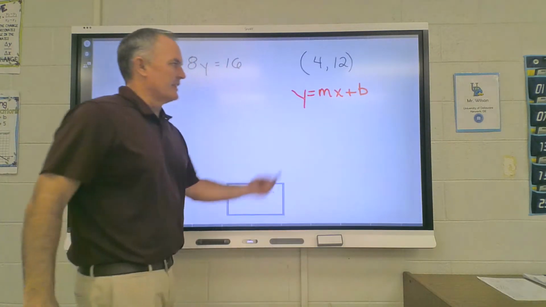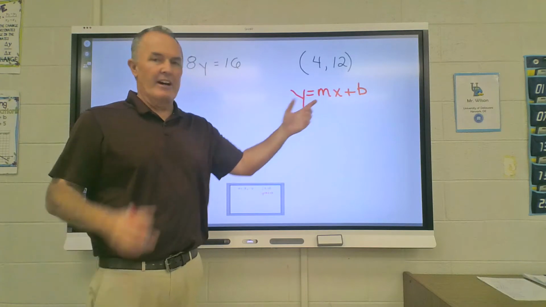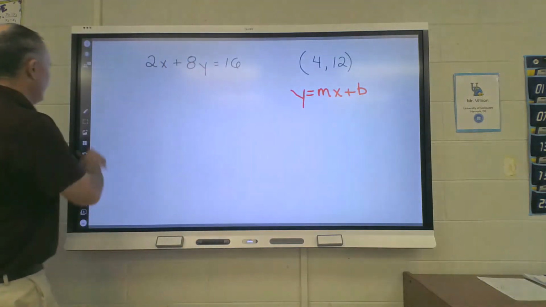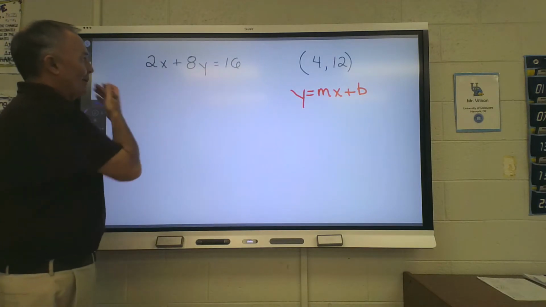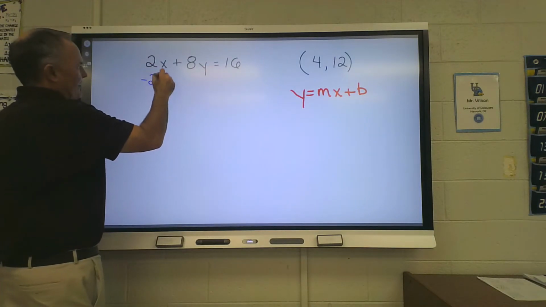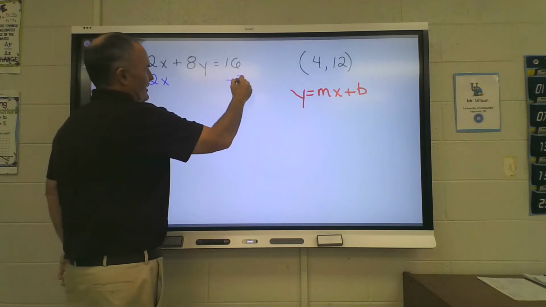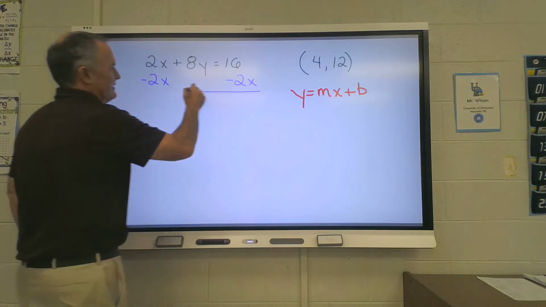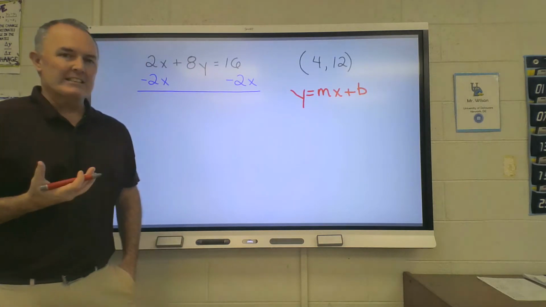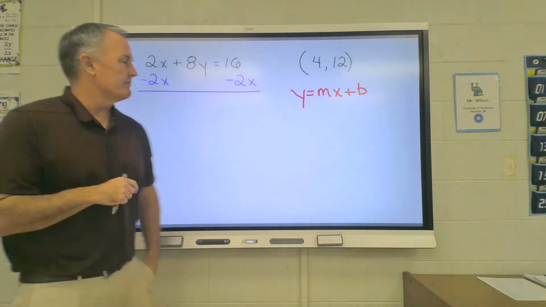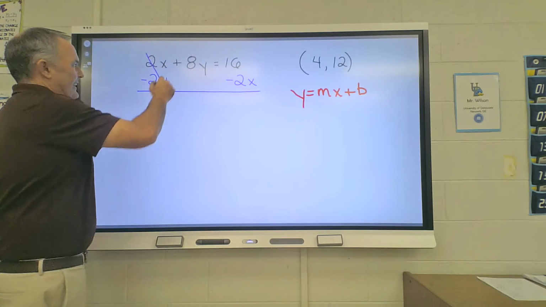If you notice, the y is on the left all by itself. The x value is over on the right. All right? So let's move the 2x over. So if we want to get rid of it, we're going to subtract it here and subtract it from the other side. Just like we're trying to actually solve it, but we can't solve it because it has 2 different variables. All right, so that cancels out.